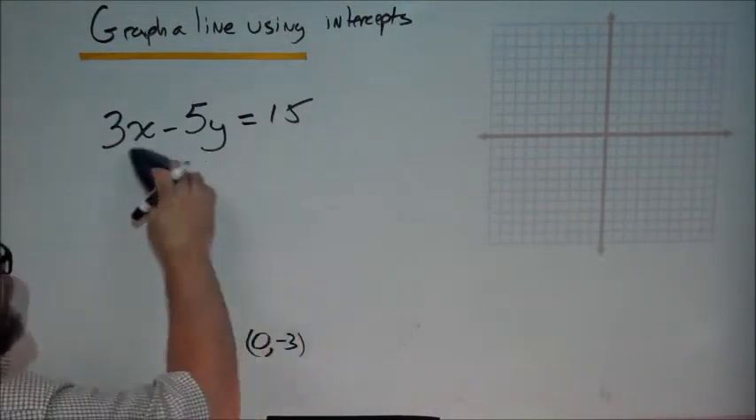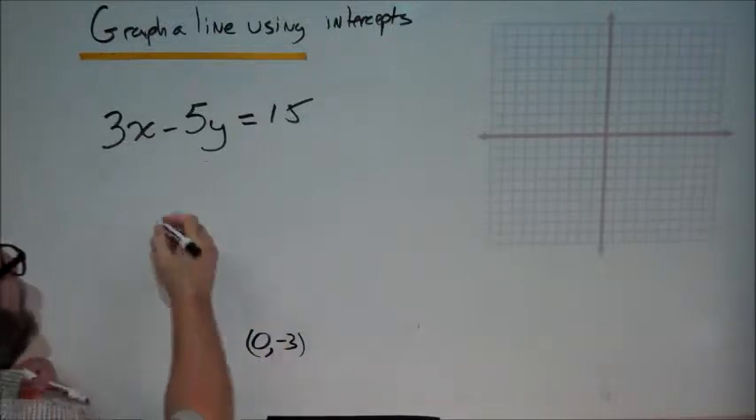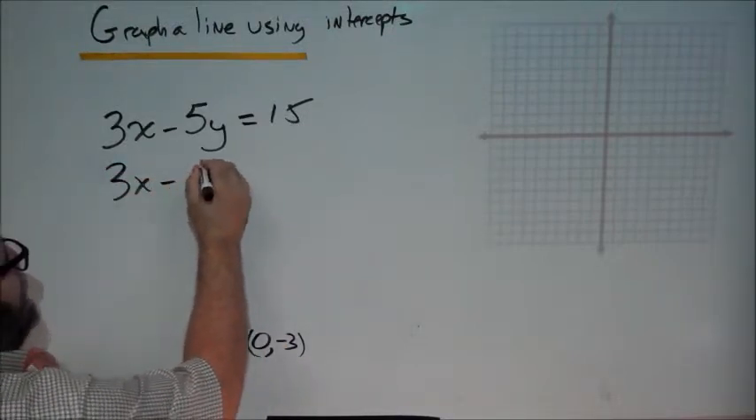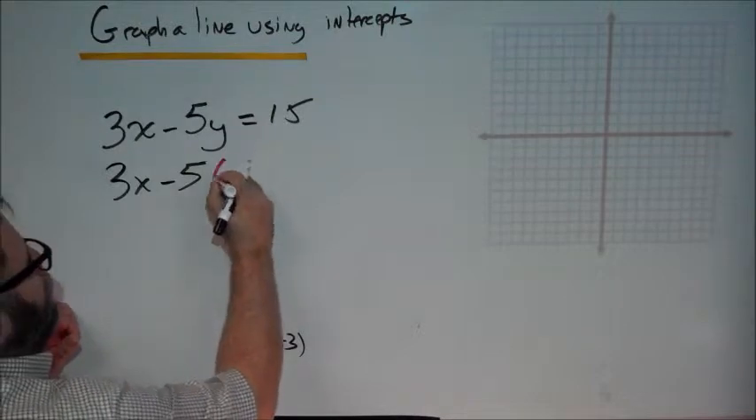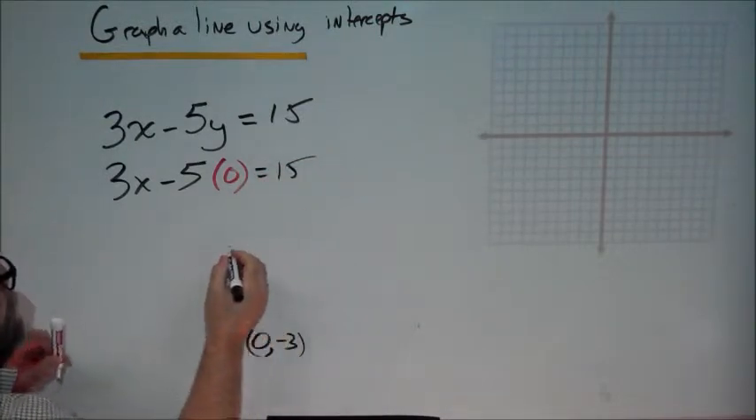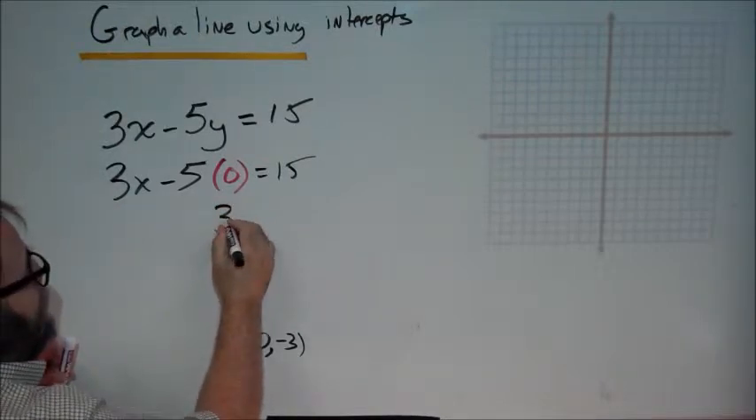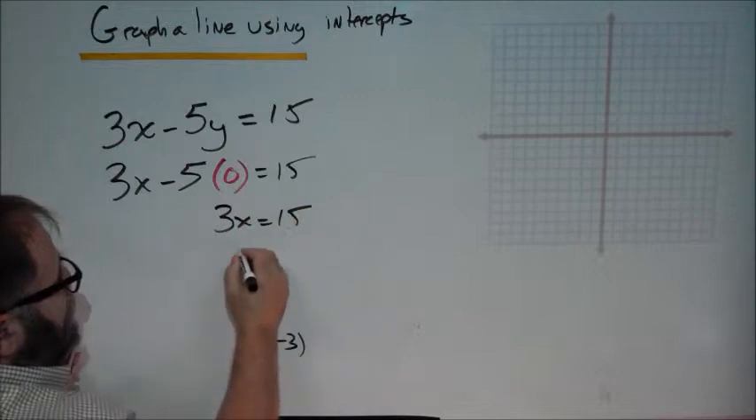And now we're going to do it again, but this time we're going to substitute 0 in for y. 3x minus 5 times 0 equals 15. Negative 5 times 0 is 0. So I get 3x equals 15.